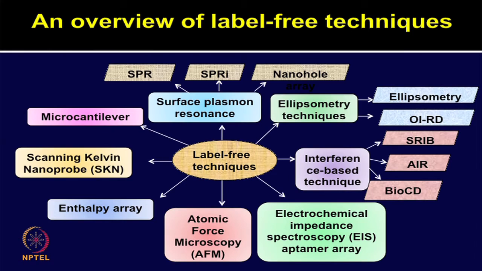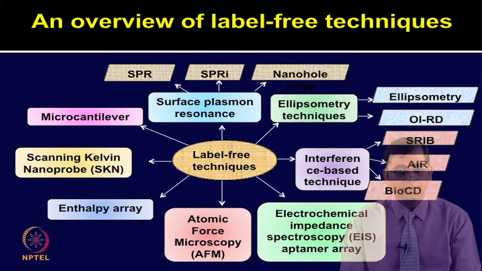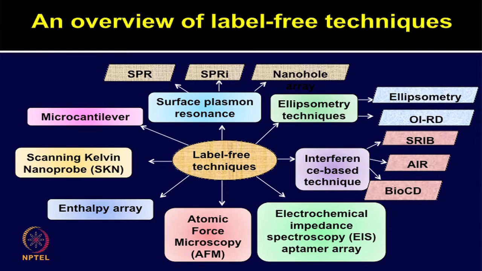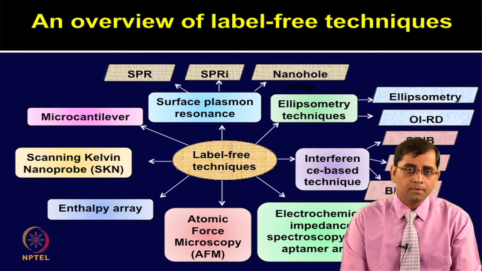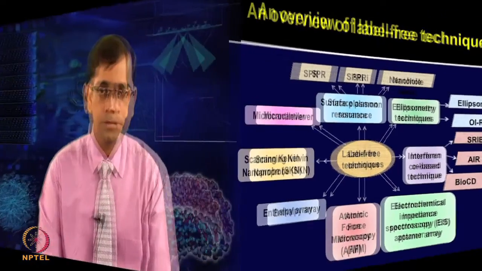These label free techniques are emerging rapidly as complementary approaches to the currently available label based methods. As shown in this slide, these methods include surface plasmon resonance, ellipsometry, interference based techniques, electrochemical impedance spectroscopy, atomic force microscopy, enthalpy arrays, scanning Kelvin nanoprobe, microcantilever, etc. So, let us discuss briefly about each of these label free detection techniques in the following animation.